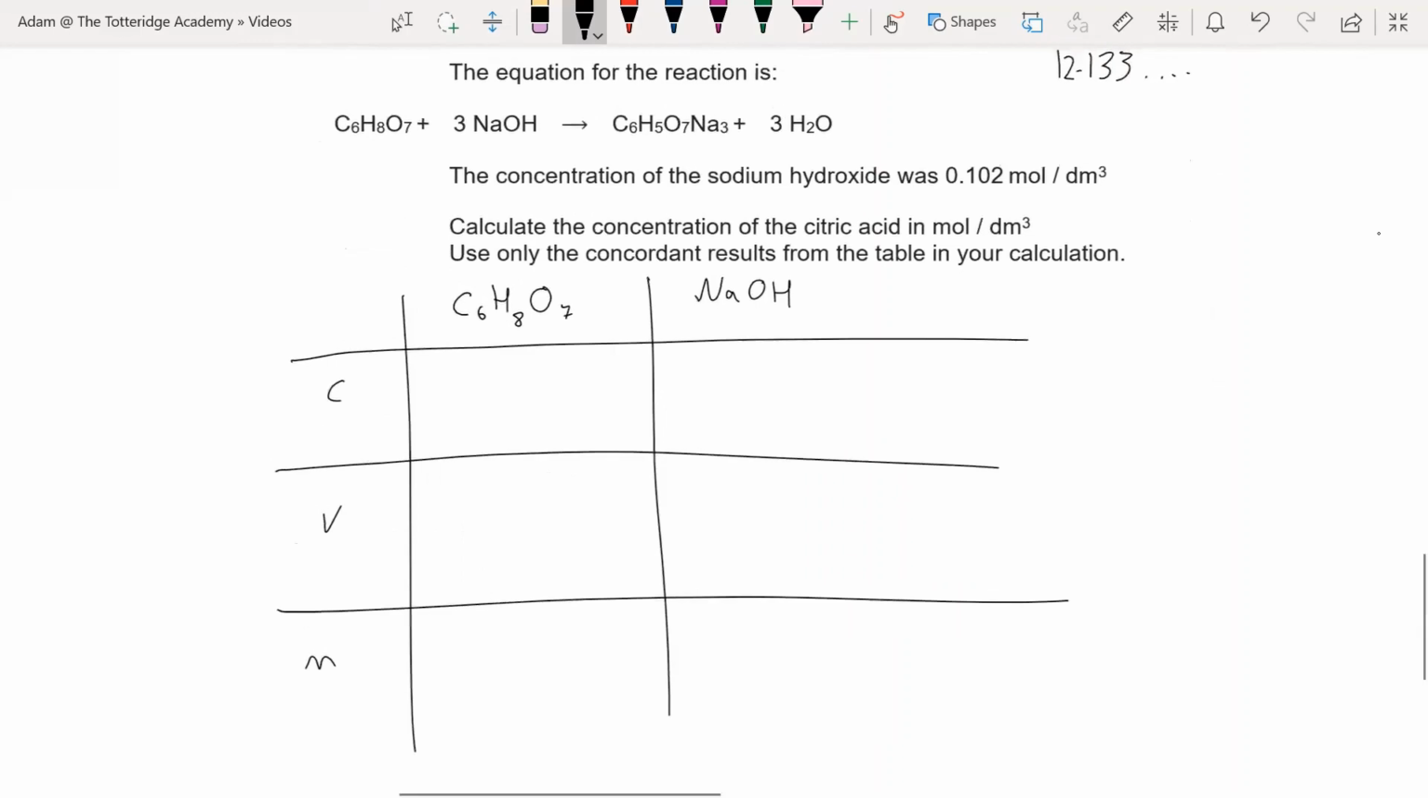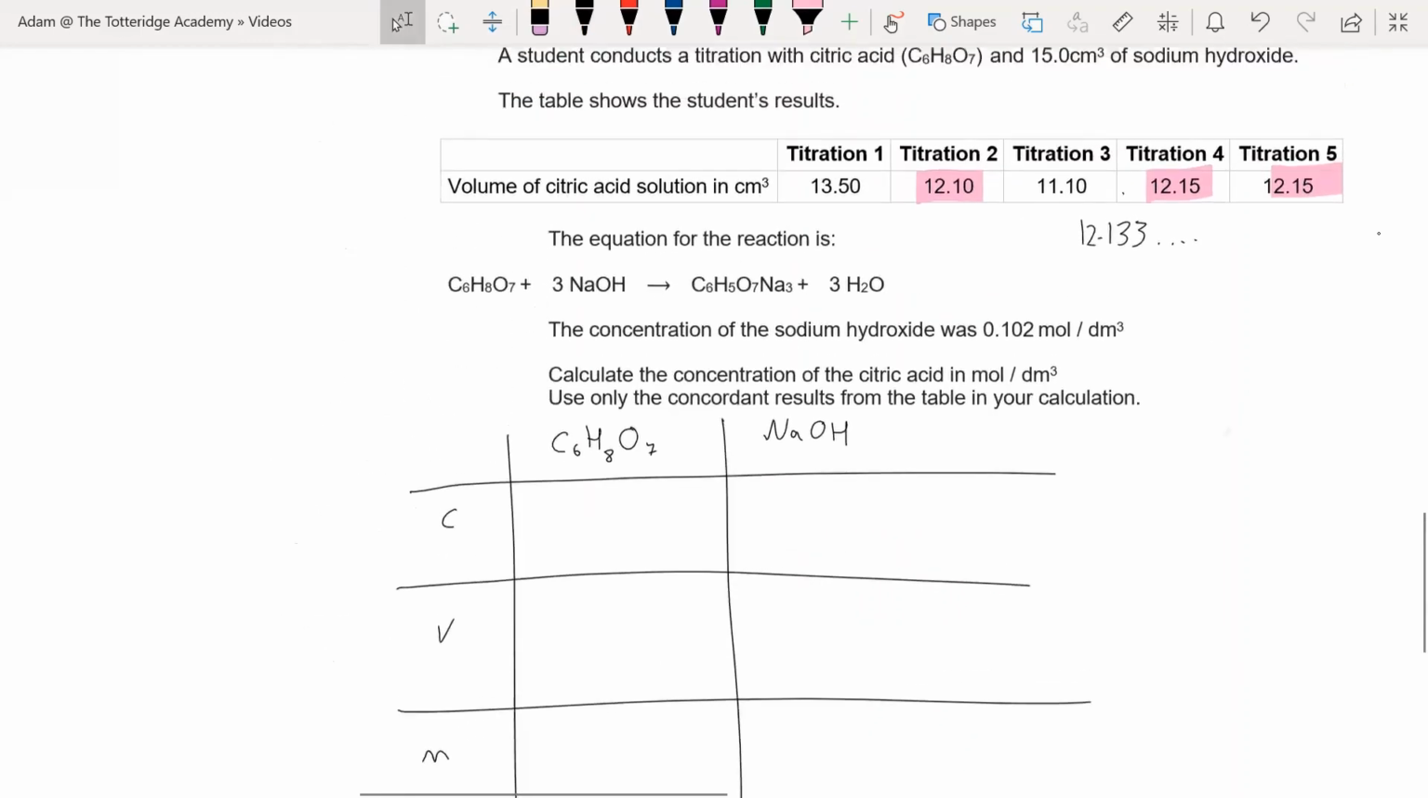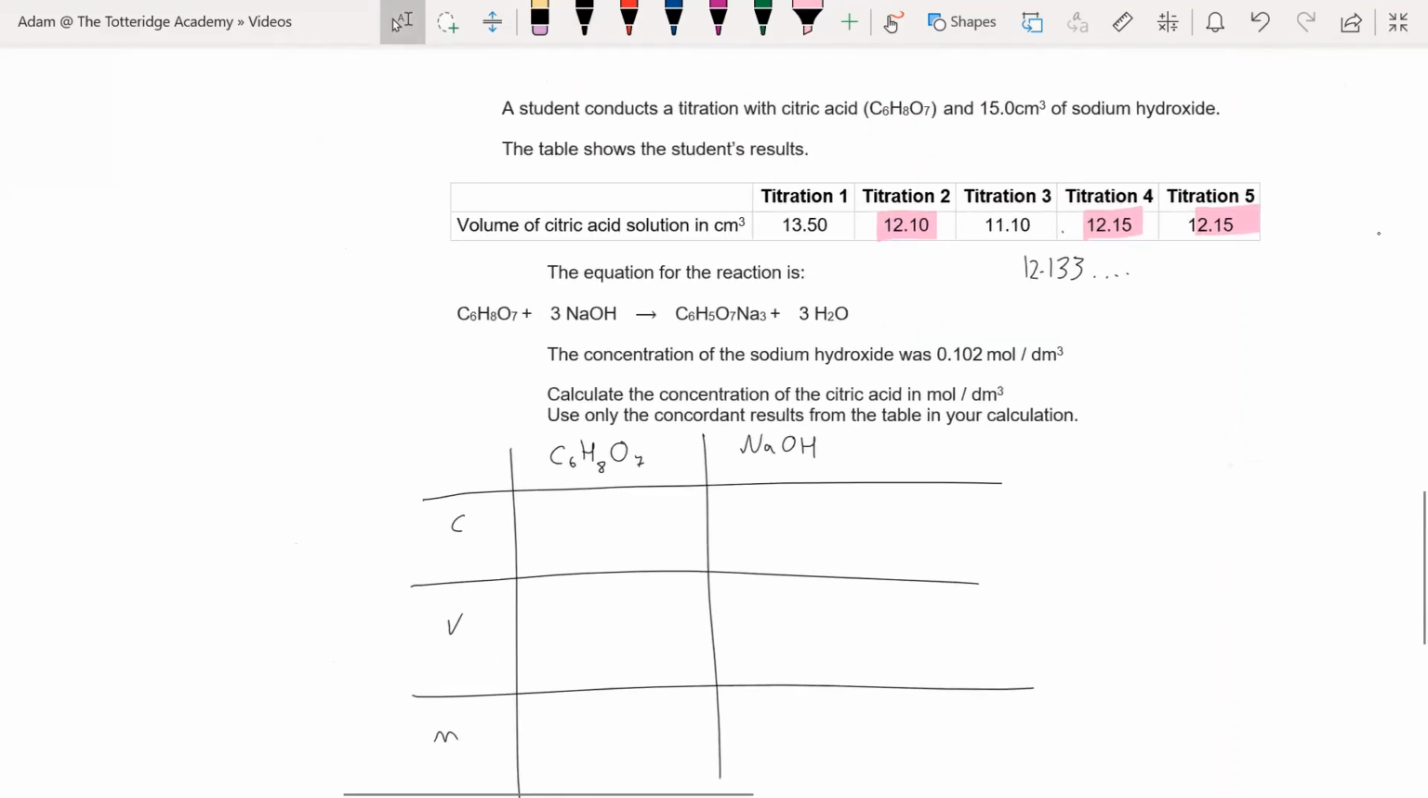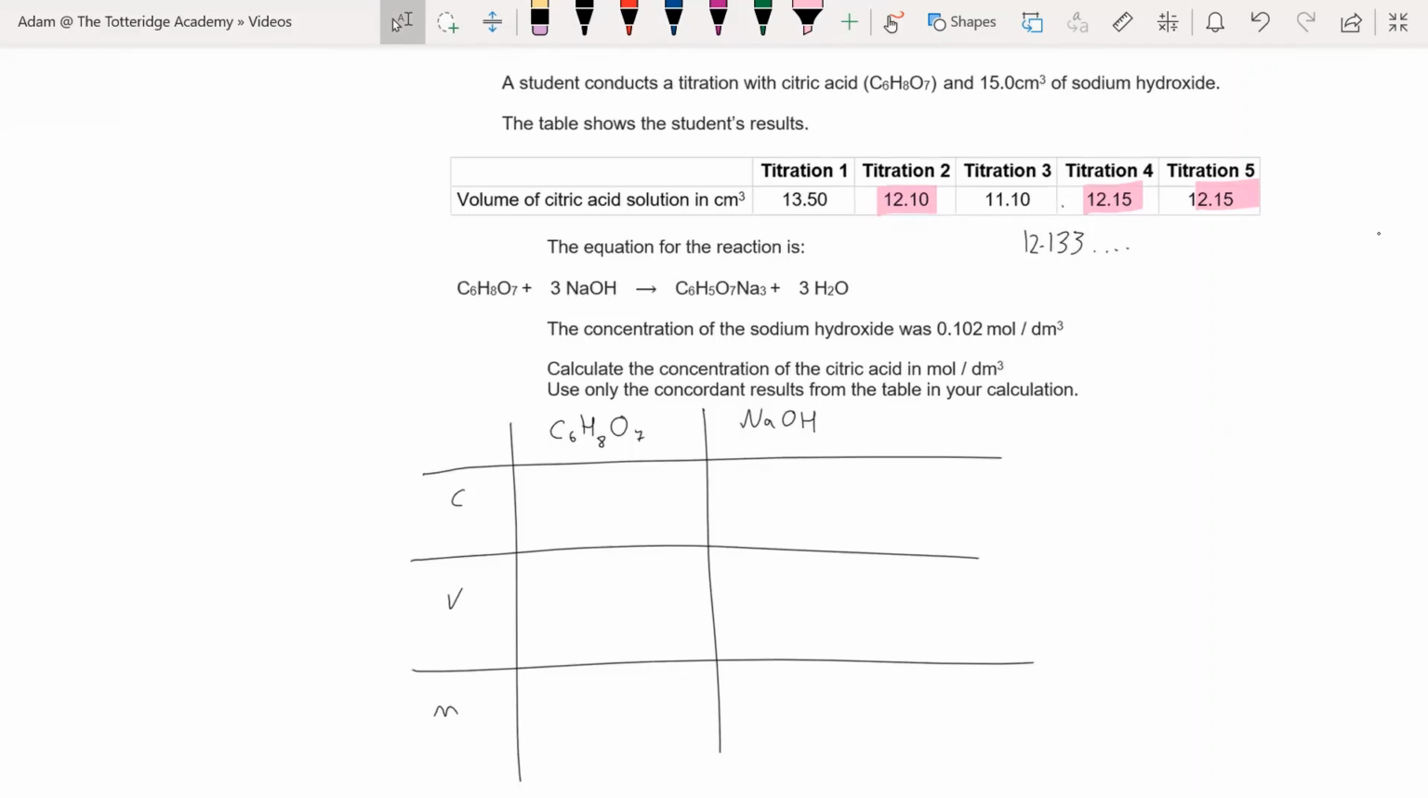Okay, so let's start mining the question for information. I don't know the concentration of citric acid. That's a nice question mark. I do know the volume of citric acid. That's given to me over here. That's the 12.133, what I just worked out, or 0.012133 dm cubed, because that was in cm cubed.